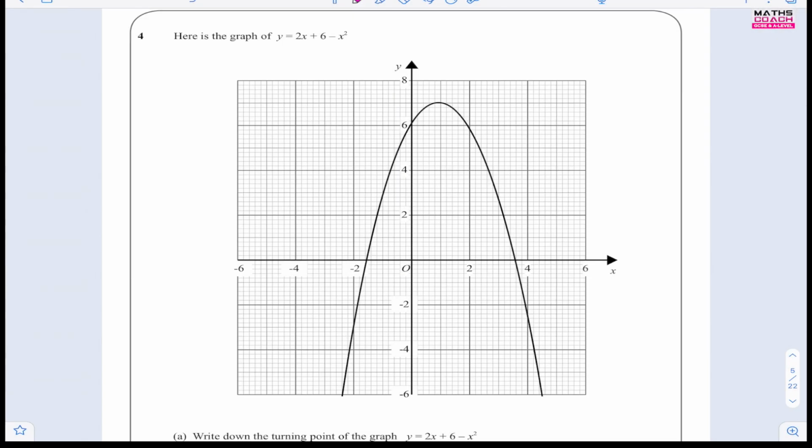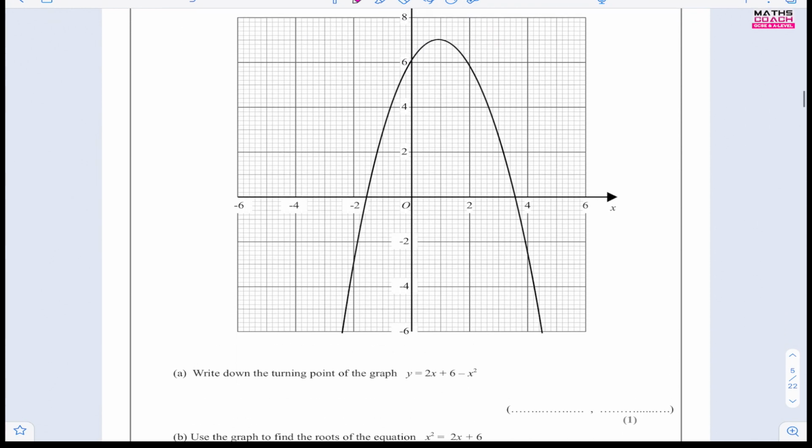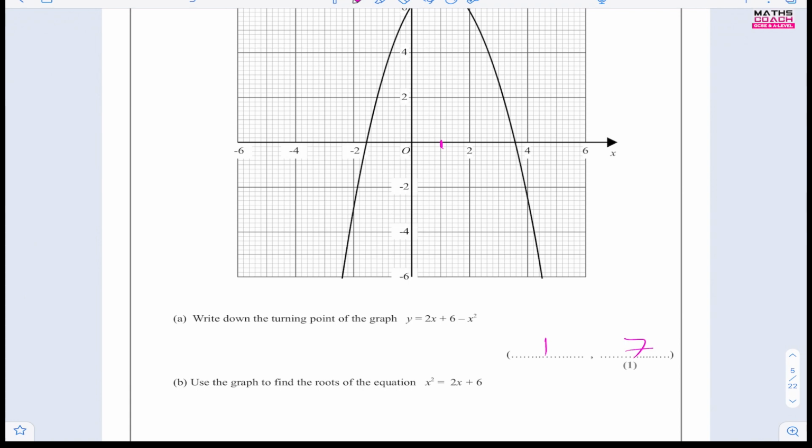Question 4, here is a graph of y equals 2x plus 6 minus x squared. Write down the turning point of this graph. And the turning point is going to be the point right here. So if you have a look at this, it is approximately 1 and halfway between 8 and 6, which is 7. So we can say 1 and 7.